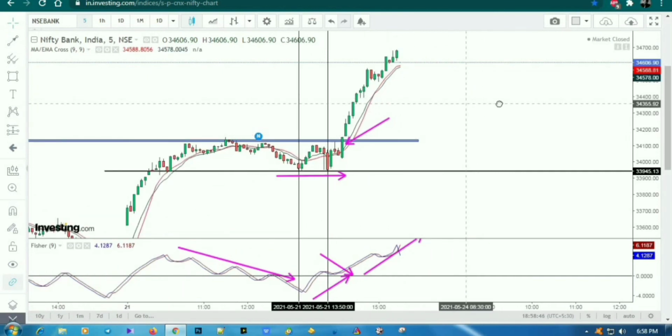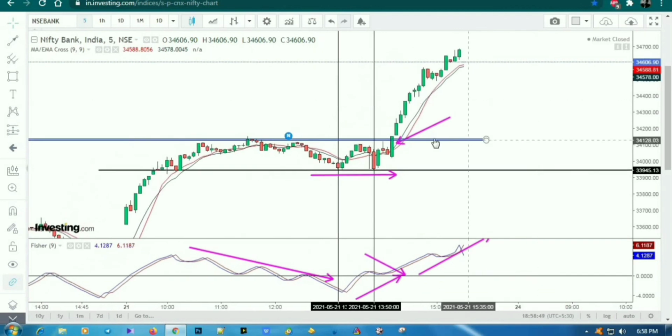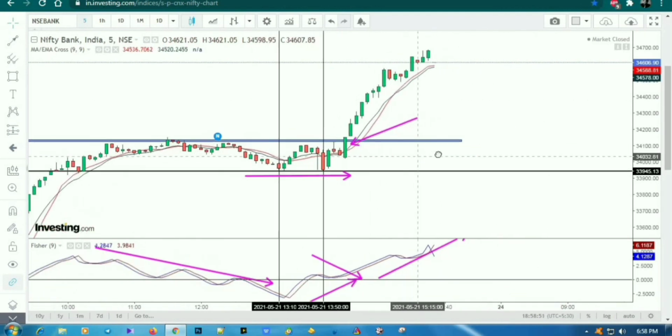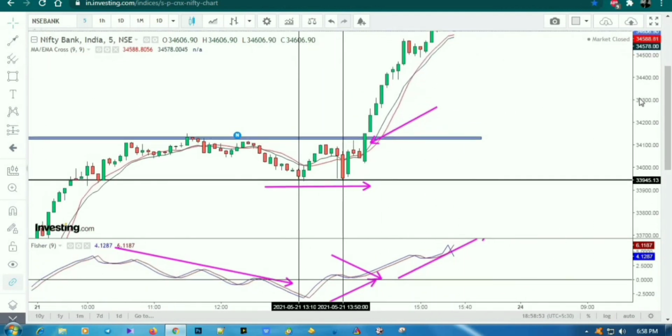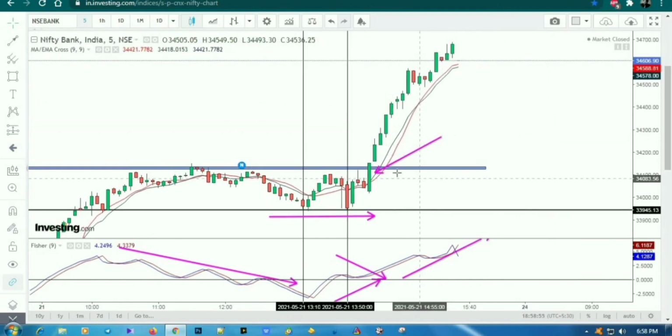So when a stock or index is going up, the exponential moving average should stay above the simple moving average, and whenever a stock is going down, the exponential should stay below the simple moving average.